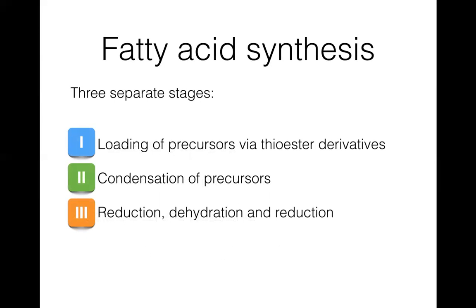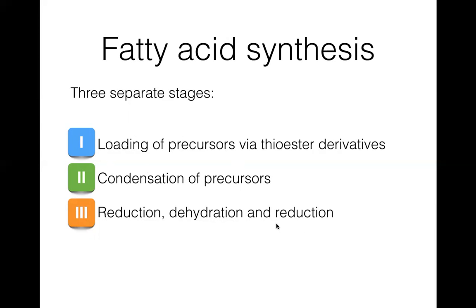Fatty acid synthesis can be likened to the reversal of beta oxidation. We can also divide it into 3 stages, namely loading of the precursor via thioester derivatives, which we'll explain in a little while, condensation of precursor, reduction, dehydration, and reduction.